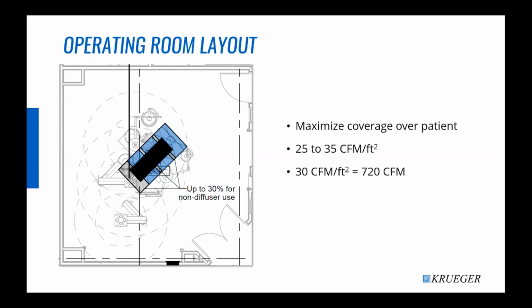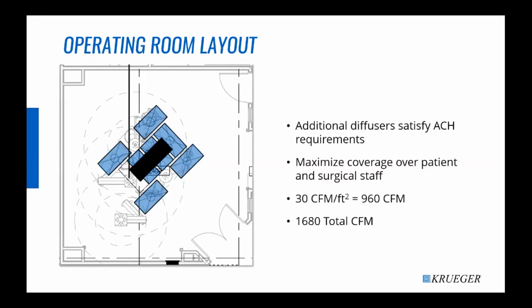However, we have more room air that we have to make up to achieve the 20 air changes required for the space. So we're going to have to add some additional laminar flow diffusers. These laminar flow diffusers can be located directly to maximize coverage over the patient and the surgical staff. And again, we've added 4 laminar flow diffusers. Each one is 8 square feet. So we have 32 square feet at 30 CFM per square foot equals an additional 960 CFM. So our total CFM for the space through the laminars now is 1680.